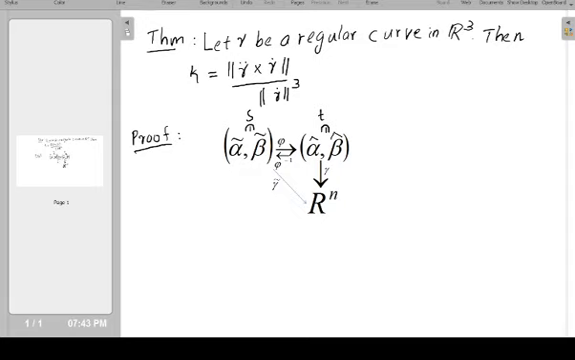So the result is this: if gamma is a regular curve in R3, then in R3, remember, not in Rn, kappa is equal to the norm of gamma double dot cross product with gamma dot, divided by the norm of gamma dot cubed. The thing is that cross product is valid only in R3. In R4 or in R5, cross product doesn't make sense.